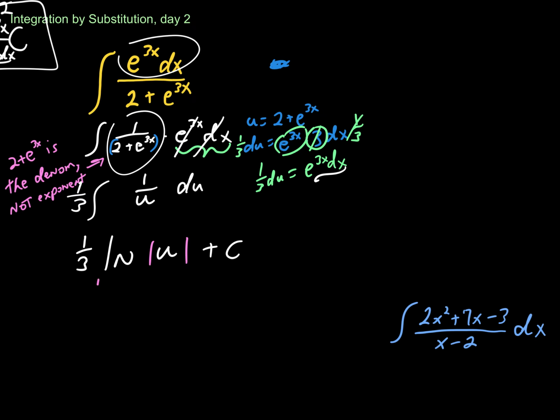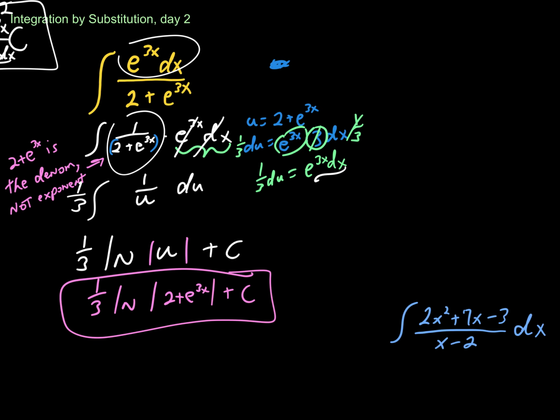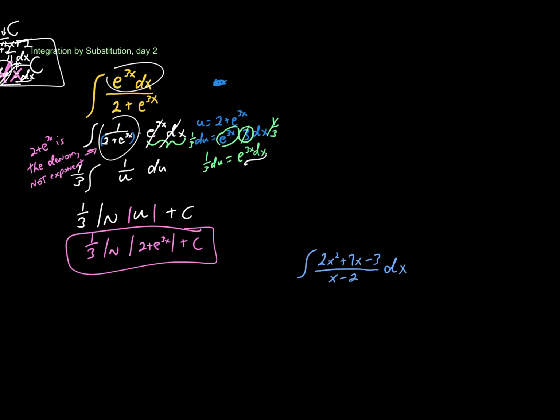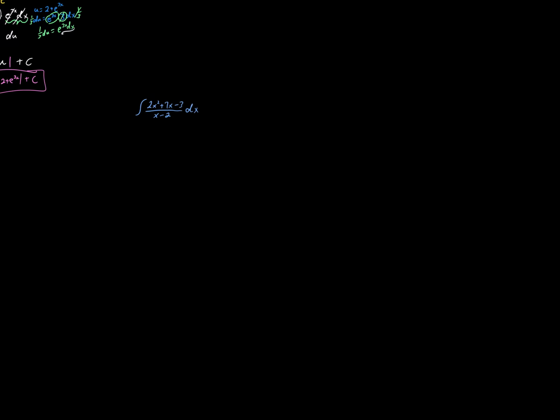Now the u, we have to just substitute in there. So this is the ln of, what did we start off there? 2 plus e to the 3x, plus c. There's your answer. Now this one down here, this one gets a little trickier. Okay, so this one, let's say this one here, let's talk about this.